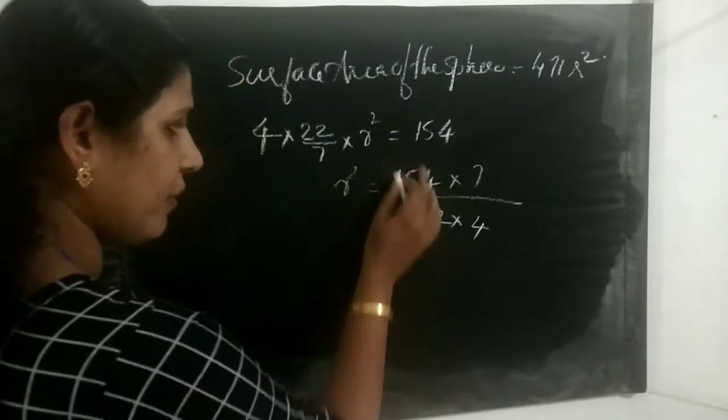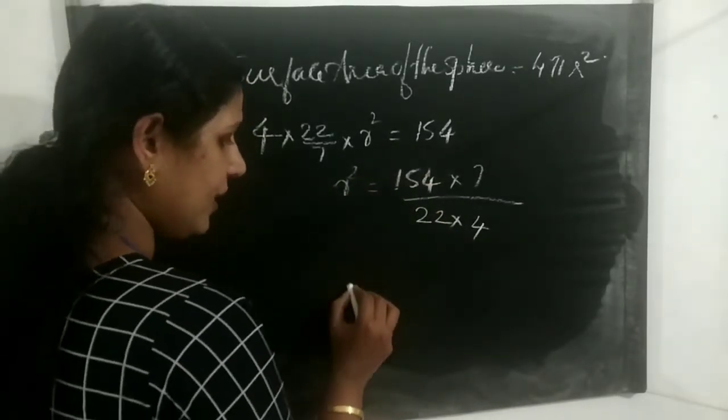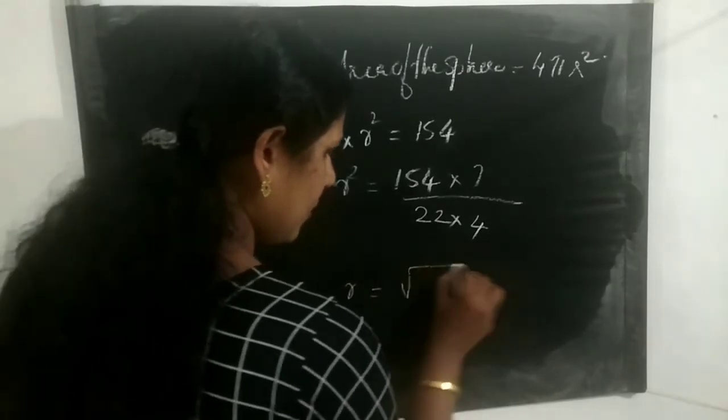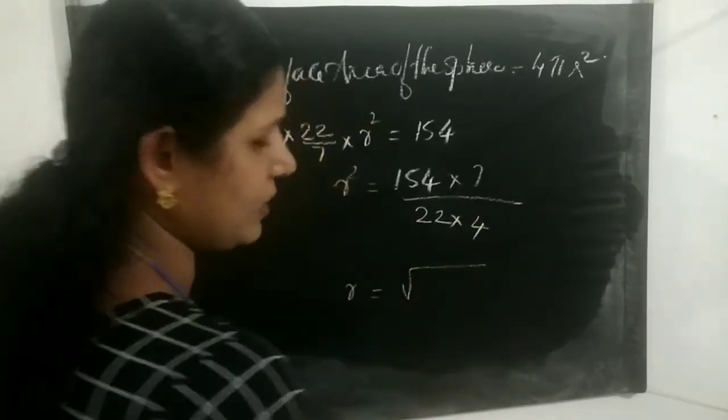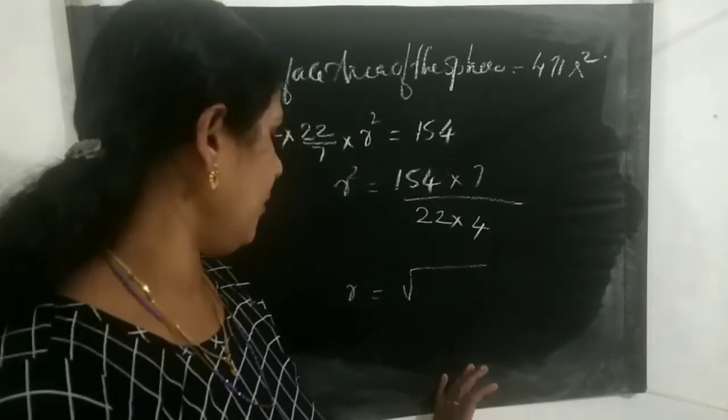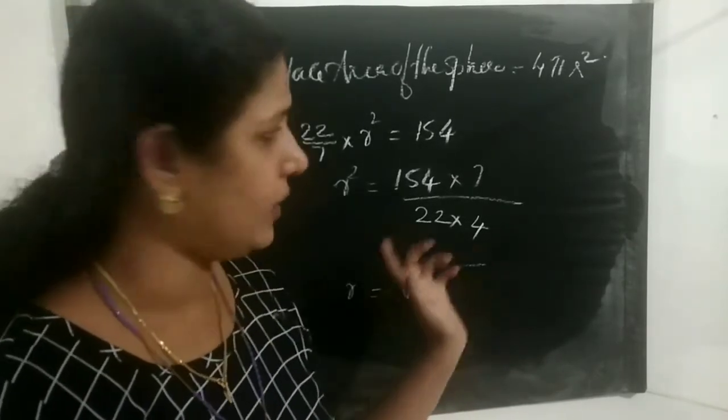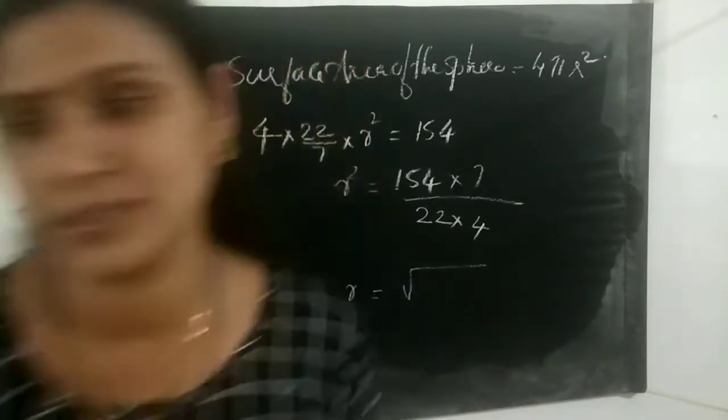From this we have to find the radius, that is 154 into 7 divided by 22 into 4. So from this we find the r square, and then you just find the root of this, r. Then you get the radius. So this question you have to do.